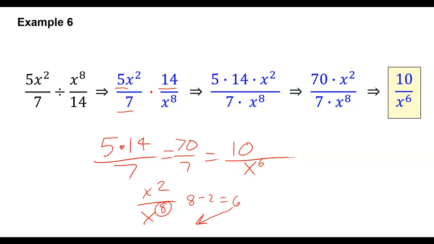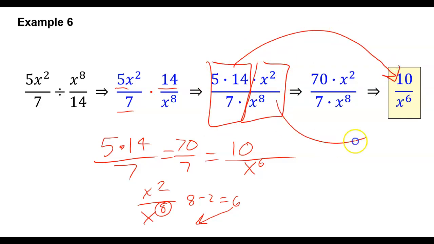There's multiple ways to do this, however you like to do it, but the notes are showing us by expanding it into stuff that, again, you can see they basically did what I did. They rearranged, they put all the numbers together here, they put the x's together here, they reduced this to get 10, they reduced this to get x to the 6 on the bottom, okay? All right, example 7, 2 more examples and we're good.